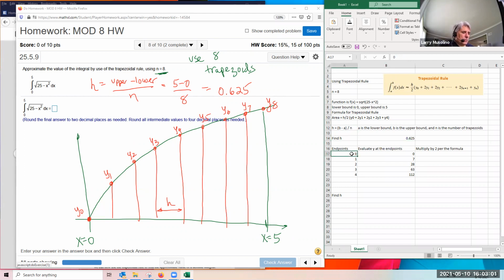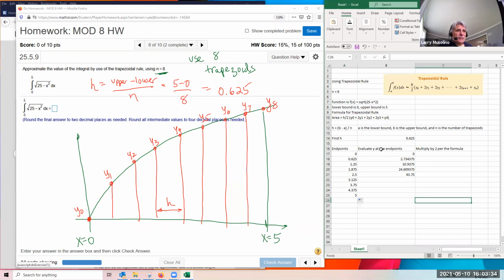So let's do the endpoints. Well, the endpoint is going to be 0 to begin with. Then for this endpoint, I'm going to take the old endpoint and add 0.625. And I'm going to do this. I can actually copy this down. And I need 8 trapezoids, which means we really have 9 endpoints. Okay, here they are. So these are the endpoints.